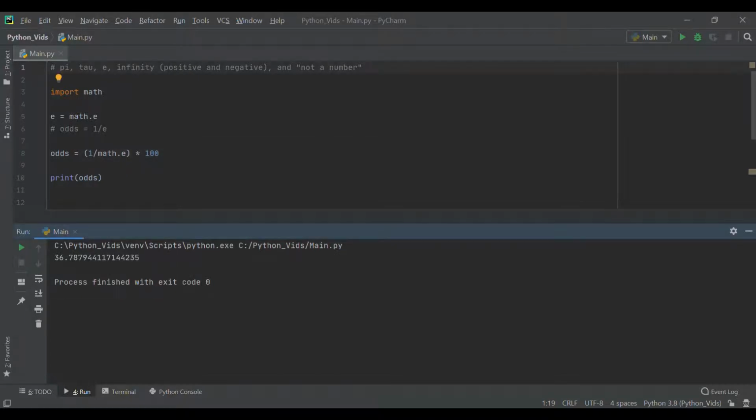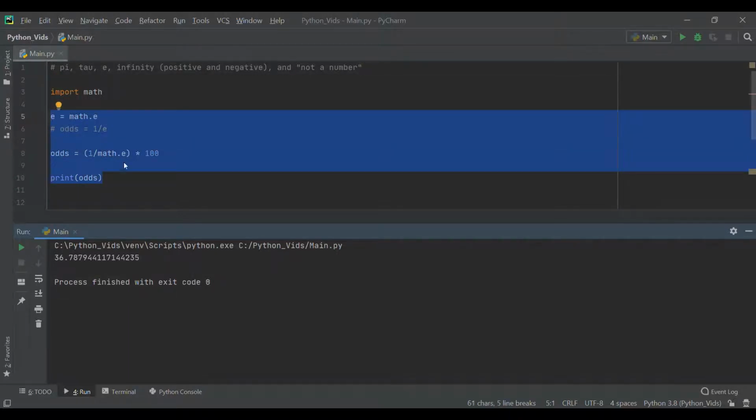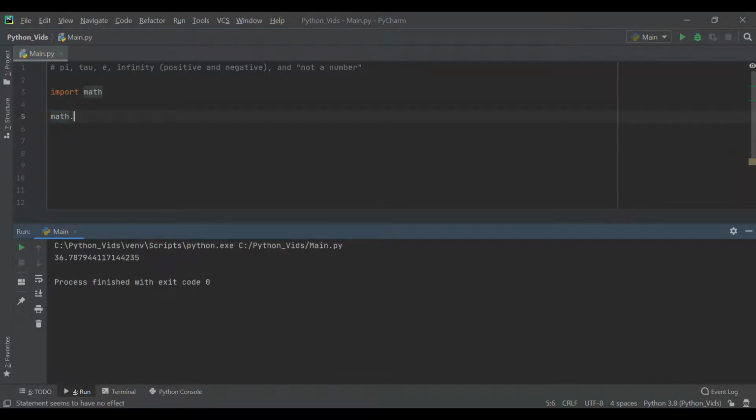The math module comes with a means to represent infinity as a float value. Well, it's not actually calculating infinity, that would be impossible, but if you want to represent infinity in math, you can do the following. You do math for the math module, dot to say you want to do a function in the math module, and then inf, short for infinity. And so let's see what happens when we print that. Okay, so it prints inf.